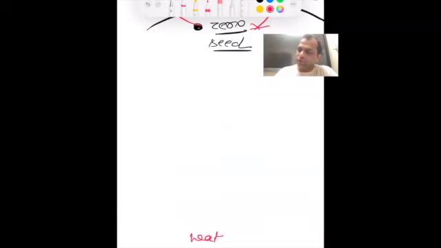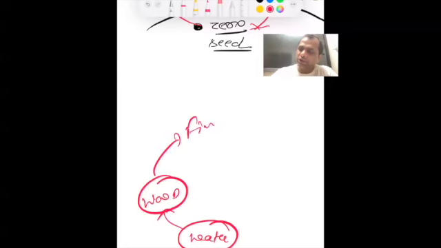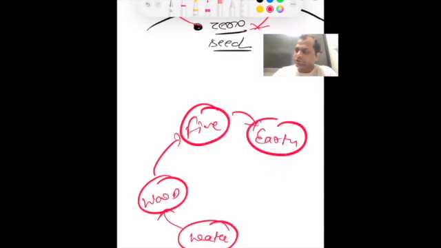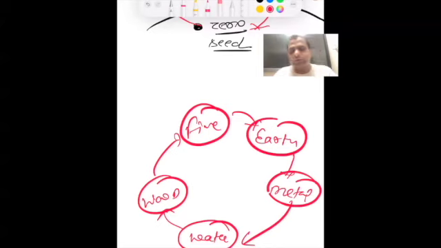So from the water, wood is taking birth, then becoming a fire, then becoming a earth, then becoming a metal, and finally it is becoming a water. This is called 5 elements cycle.